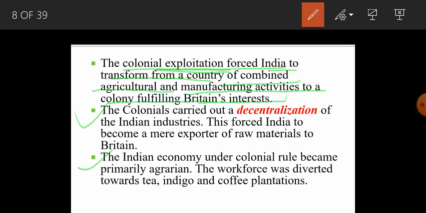Next point is the Indian economy under colonial rule became primarily agrarian. Definitely the economy under British rule was agrarian, because the maximum number of people, around 80 to 85%, relied on the agricultural sector. The workforce was diverted towards tea, indigo, and coffee plantation. And the workforce is what? The people who are working for the generation of goods and services. They were forced to only produce and focus on tea, indigo, and coffee plantations. Let's see the next point.